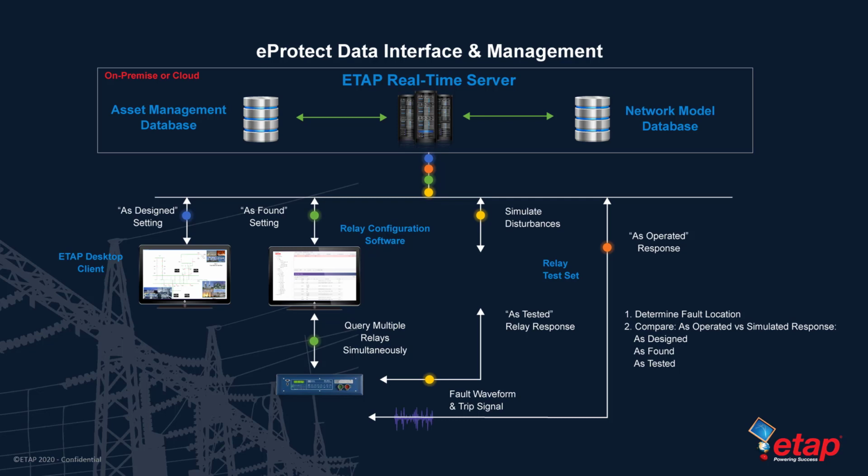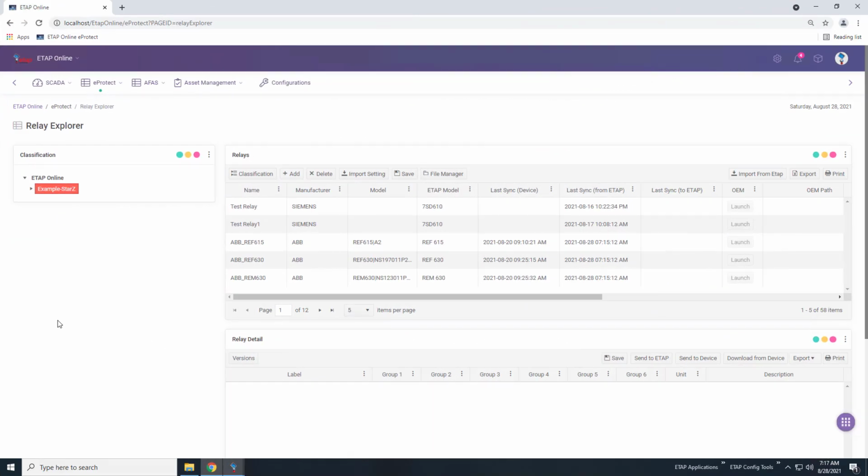Then last, you have your as-operated, where your AFAS can download those ComTrade files as an event does happen, and then find all the critical information that you need and give you a very good idea of what happened and how to respond. Now I'd like to give you a quick demo of eProtect, eAPM, and asset management.